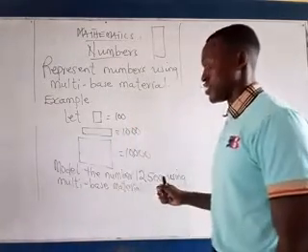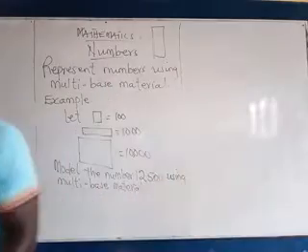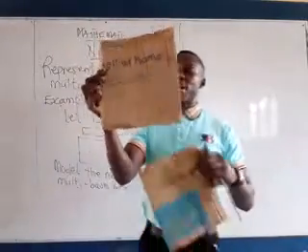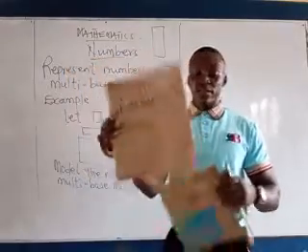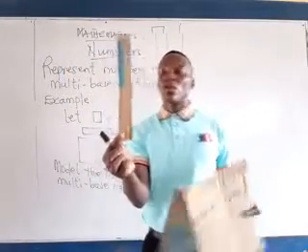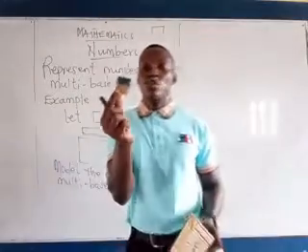So now, let's look at the materials we are going to use. There's my flat surface, representing 10,000. There's my straight edge, representing 1,000. Then this 1 cube also representing what?